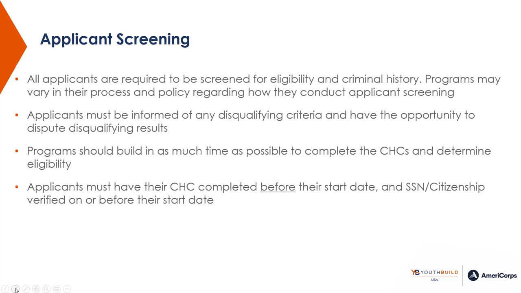You should also build in as much time as you can to complete the criminal history checks and determine eligibility. This process can take a while between getting all the criminal history checks done and getting all the documents you need, so just make sure you build in as much time as possible. And then just as a note, they need to have their criminal history checks completed before their start date, and the citizenship and Social Security needs to be verified on or before their start date. To make things simple, we want everything ideally done the day before their start date, so just keep that in mind. The day before their start date, you want to have everything completed.